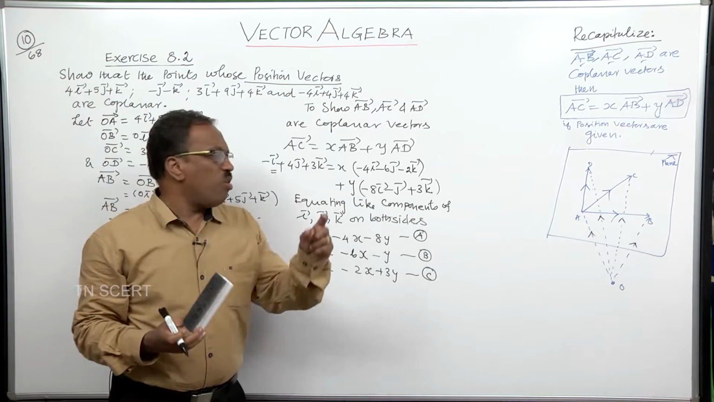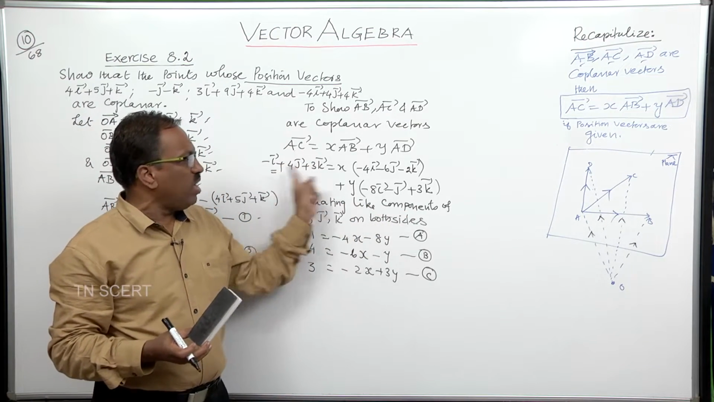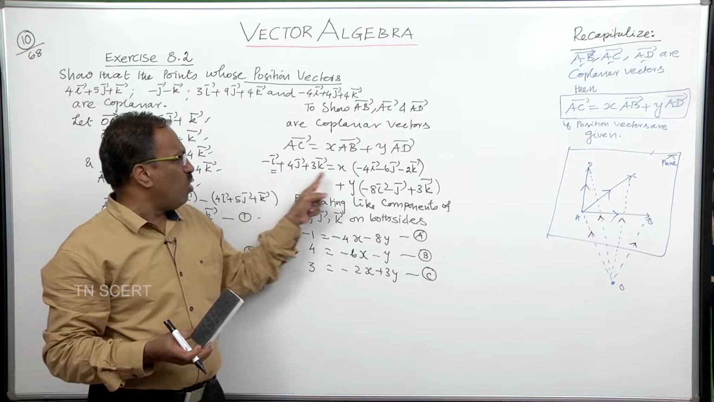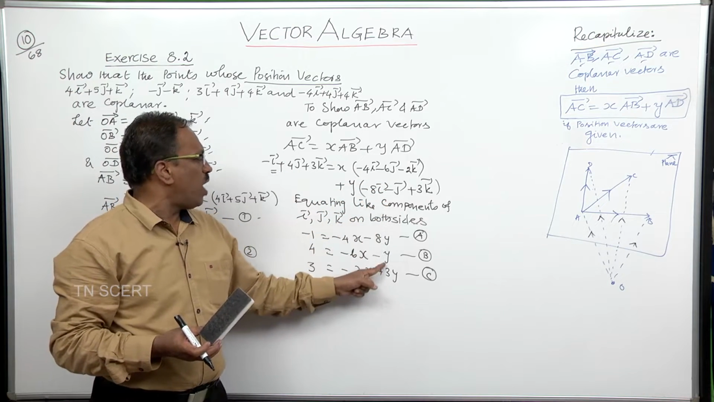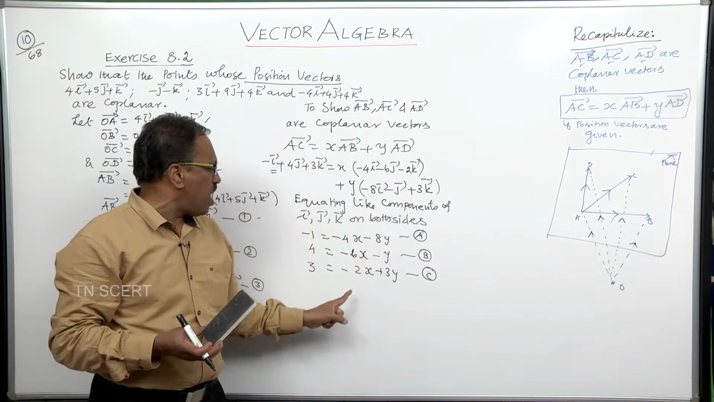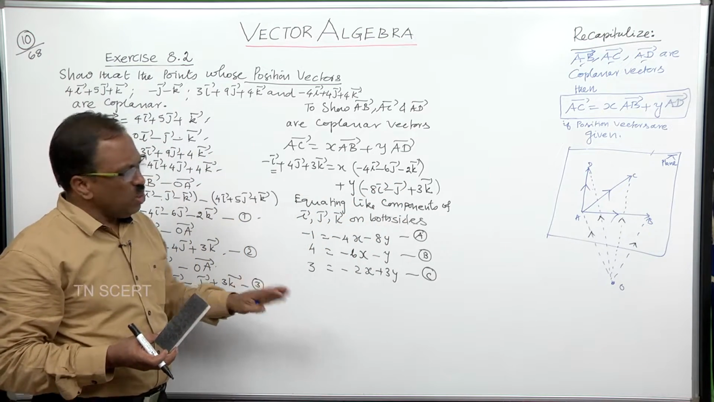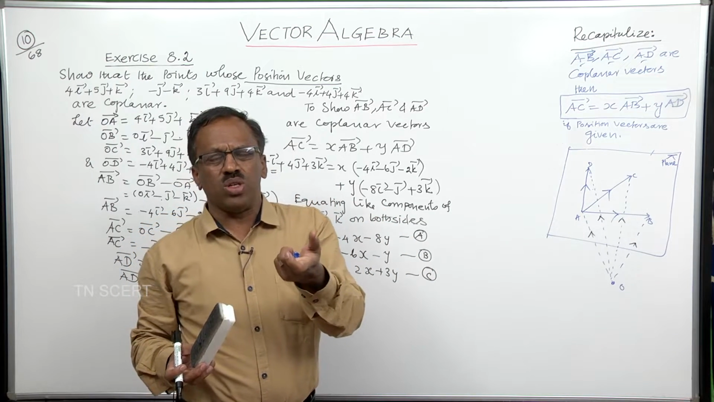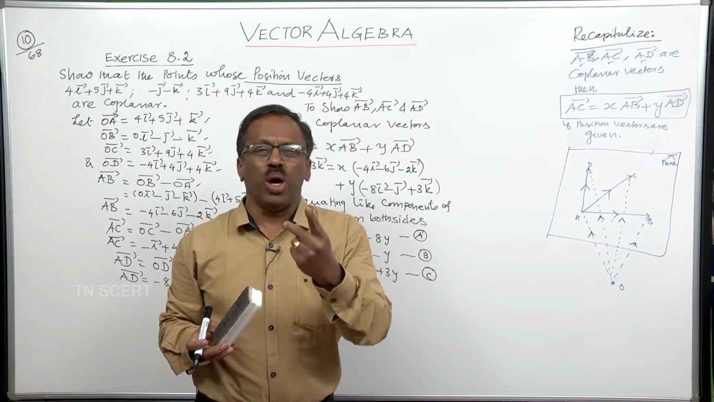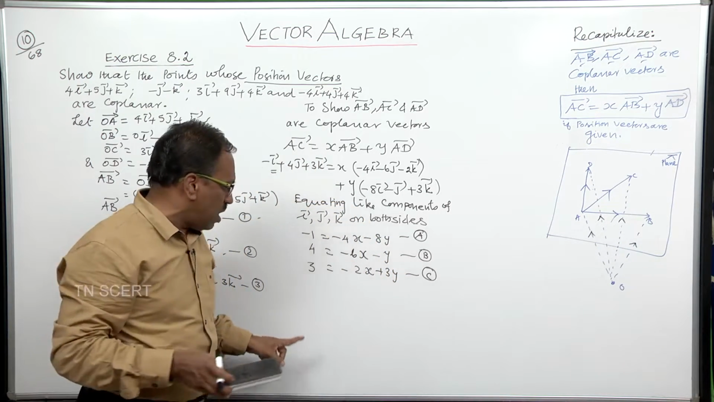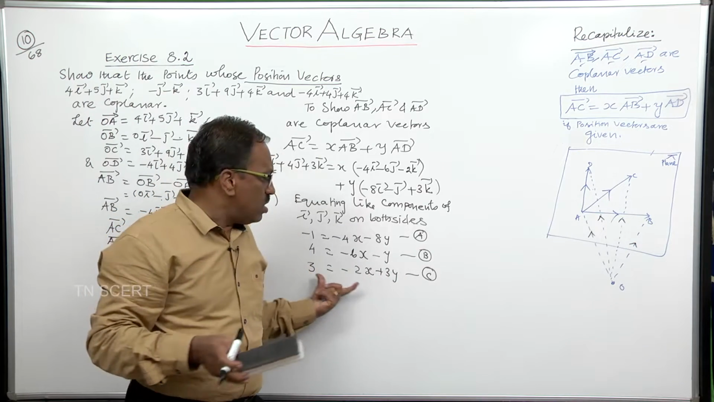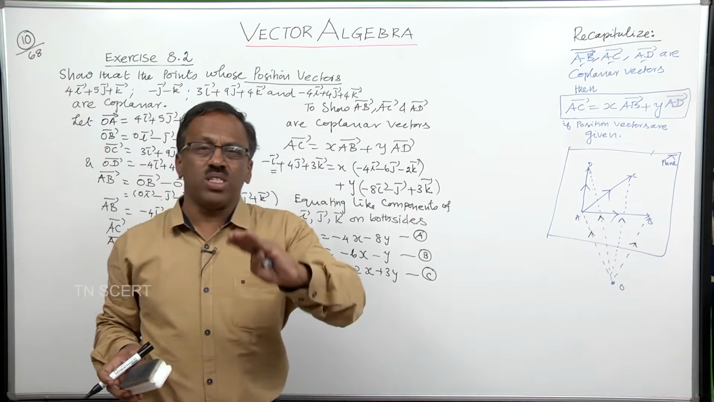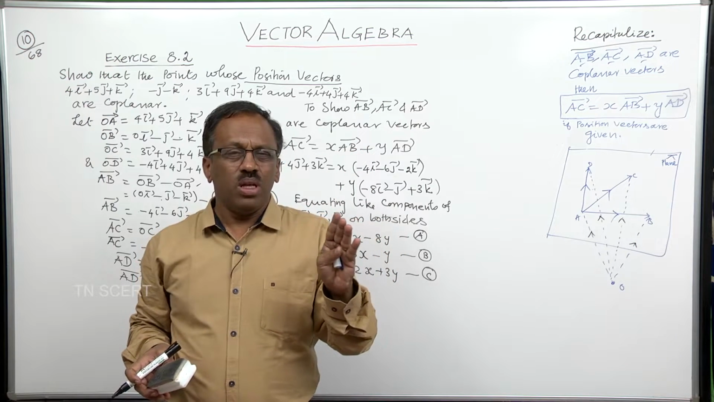Now equating like components of i, j, k of either side, here minus 1 equals minus 4x minus 8y, and 4 equals minus 6x minus y, and for k it is 3 is equal to minus 2x plus 3y. You can solve any one of these with the help of the rule of cross multiplication. By applying it, you should get the value of x and y, and that x and y you take into consideration in the third, and you have to substitute and arrive at the value of 3. That means it is coplanar. If it is not satisfied, it is not coplanar. It is clear to you.